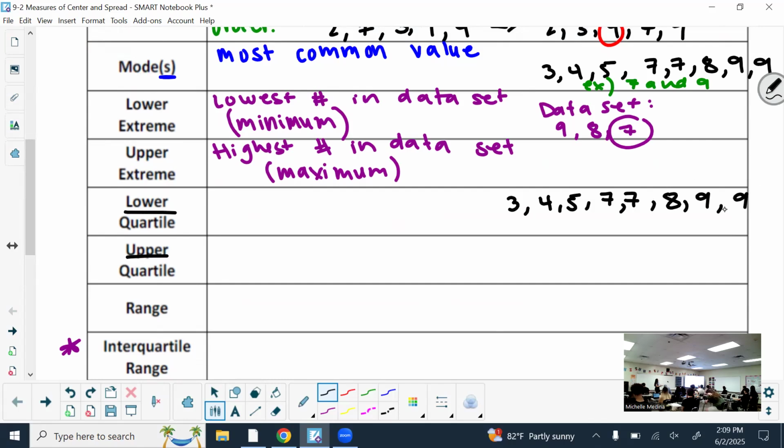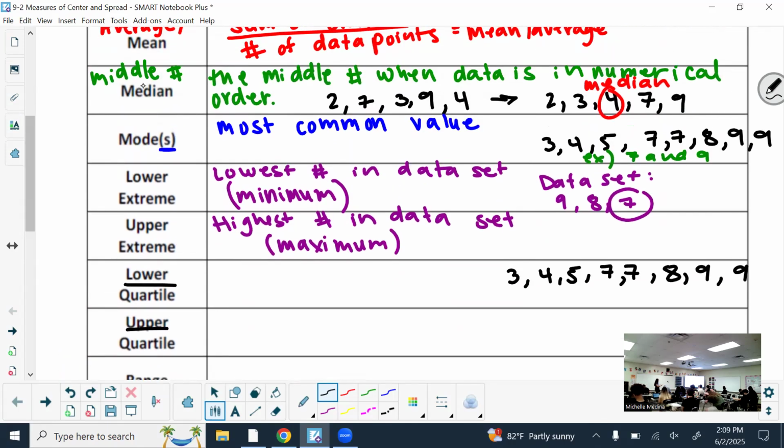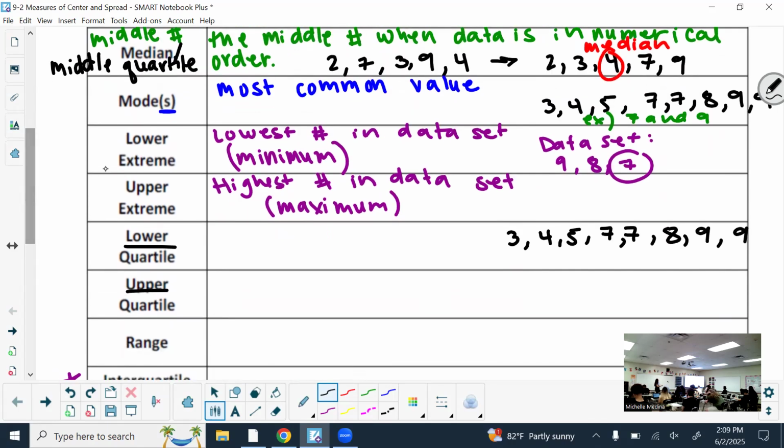All right, so say this data set from earlier we had. If I was going to find my lower quartile, note that we also call the median, I want to add this in there, we call it our middle quartile. Our median would be the middle half of the entire data set, right? So what is the middle of this entire data set? 7. And you do that by going left, right, left, right, left, right.